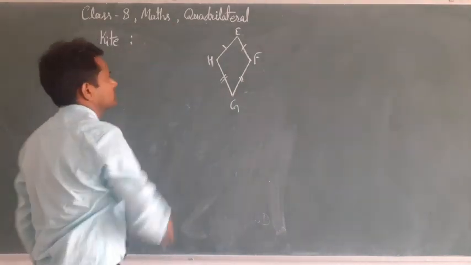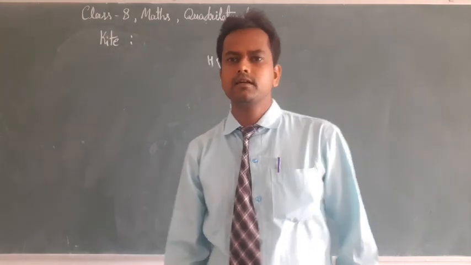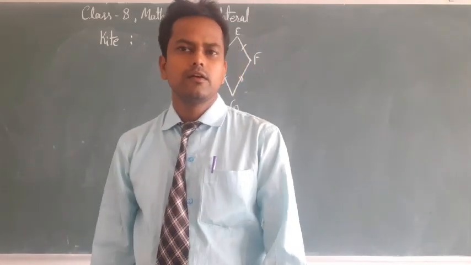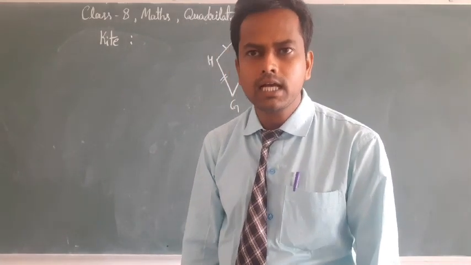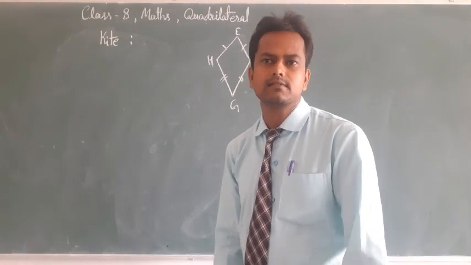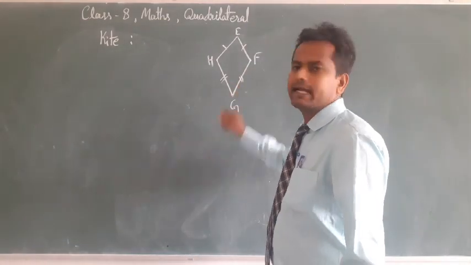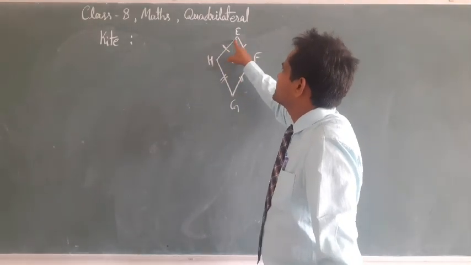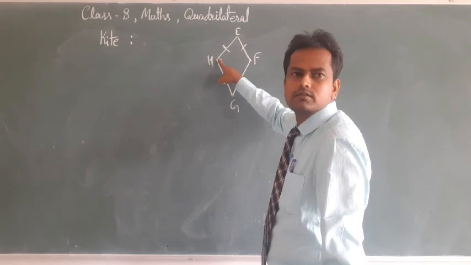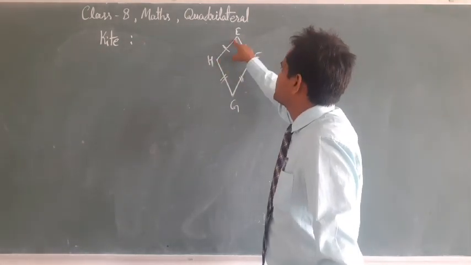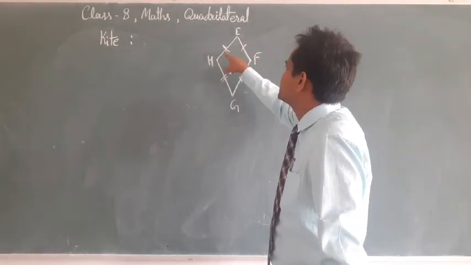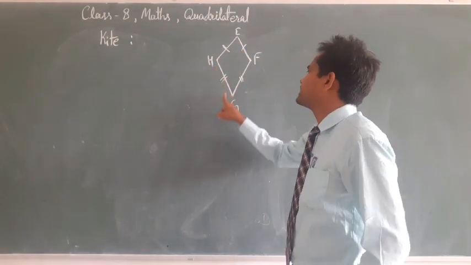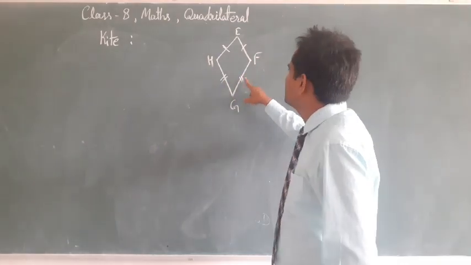Now we will understand about kites. A quadrilateral with one pair of equal adjacent sides is called a kite. The adjacent sides of EH will be EF, and EH is equal to EF. It means adjacent sides are equal. Here the adjacent sides of HG will be equal to FG.